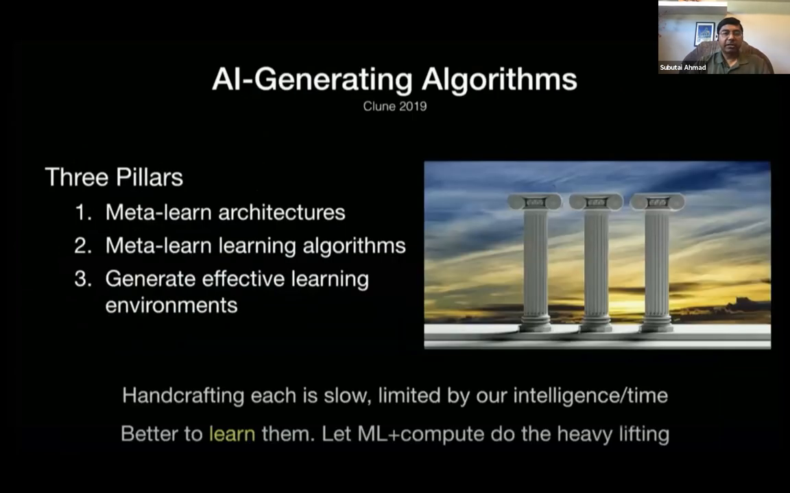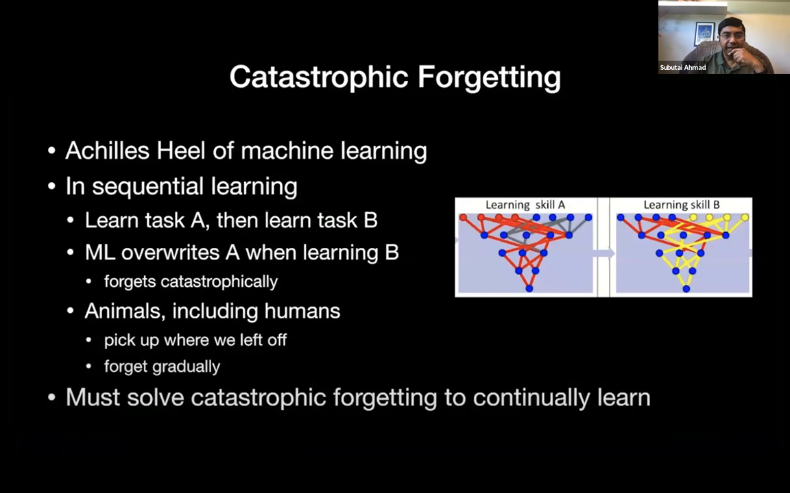Okay, so if we go to these AI generating algorithms, he gives one example that I thought was quite interesting for us, and that's in the realm of catastrophic forgetting or continuous learning. We've talked about this in the past. This is a big problem with today's machine learning.